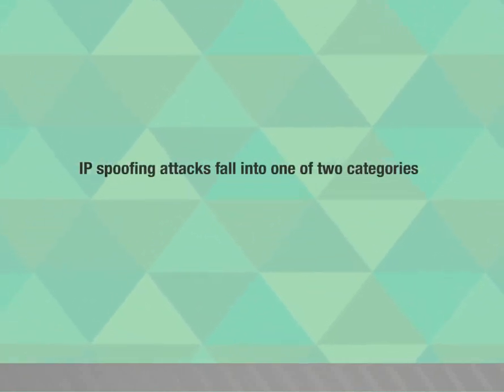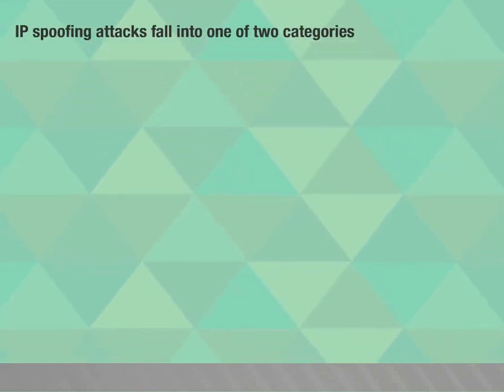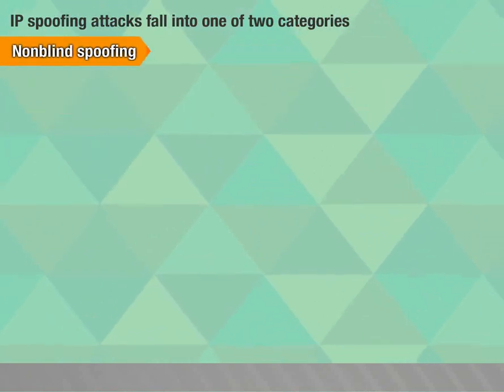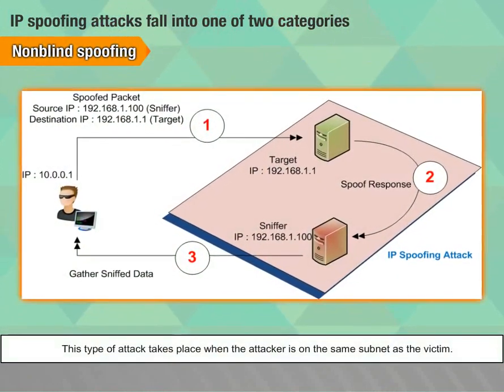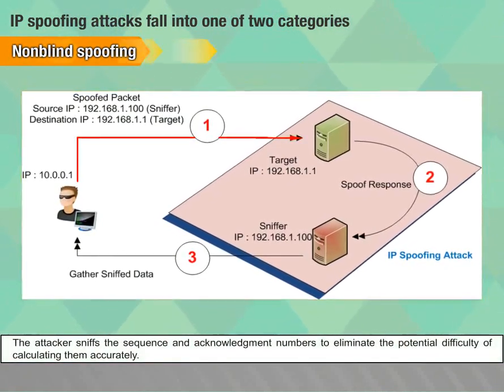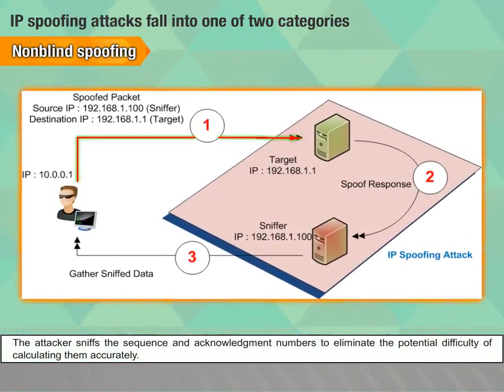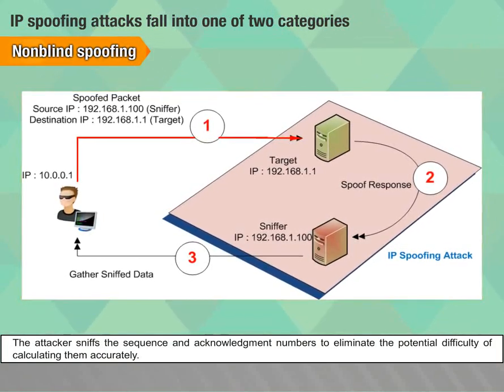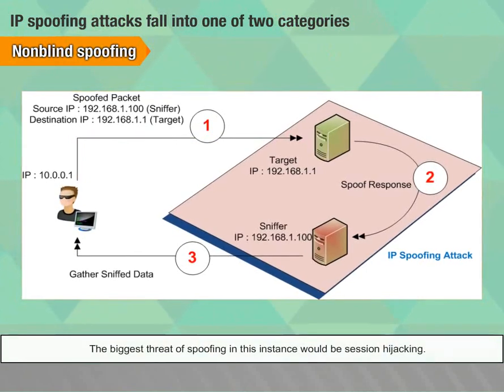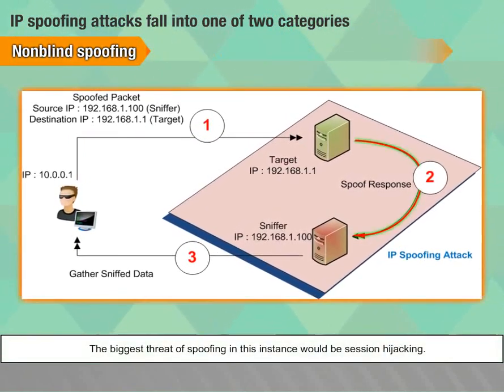IP spoofing attacks fall into one of two categories: non-blind spoofing. This type of attack takes place when the attacker is on the same subnet as the victim. The attacker sniffs the sequence and acknowledgement numbers to eliminate the potential difficulty of calculating them accurately. The biggest threat of spoofing in this instance would be session hijacking.